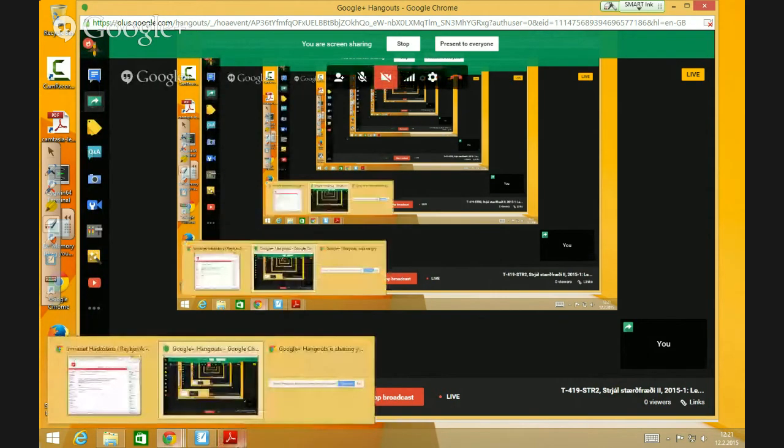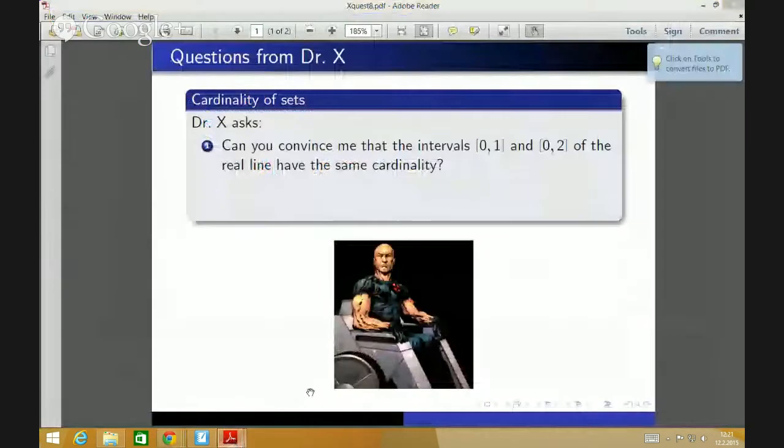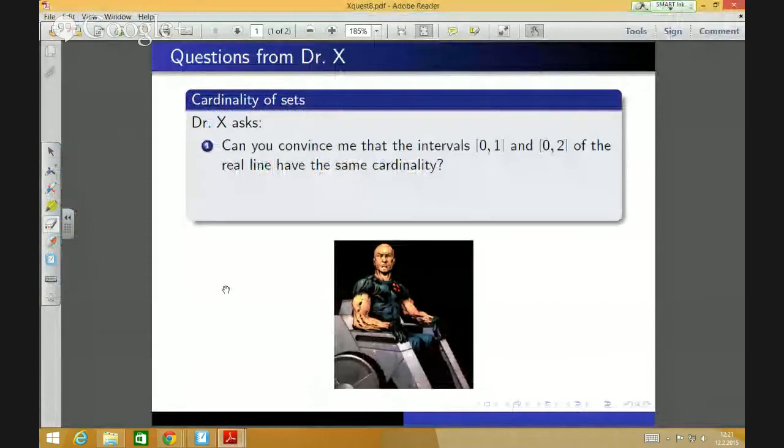Okay, so let's start. As usual, we are going to start by warming up, by answering a couple of questions. And this time, the couple of questions are on a slide that Dr. X produced the other day. And these questions, there are two of them, they have to do with cardinality.